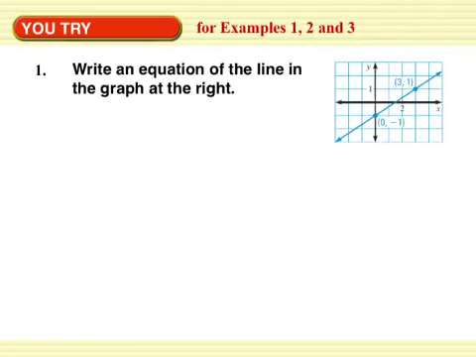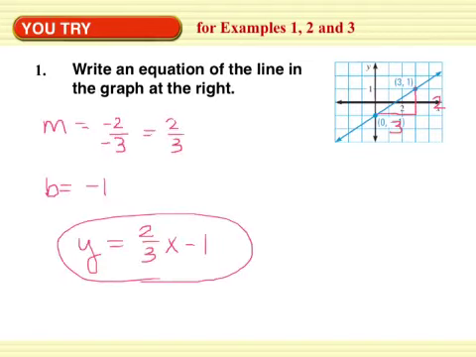Alright, I have some new tries for examples 1, 2, and 3. Write an equation of the line in the graph at the right. So push pause and try it on your own. This does not mean push pause and write down the answer. I need you to actually work out the problem independently and then check your answer at the end. Getting 10 points for notes is useless if you don't understand what you're writing down. So try it independently. I calculated my slope, which was -2 over -3, simplified to 2 over 3. It crosses the y-axis at -1, so I got my equation.